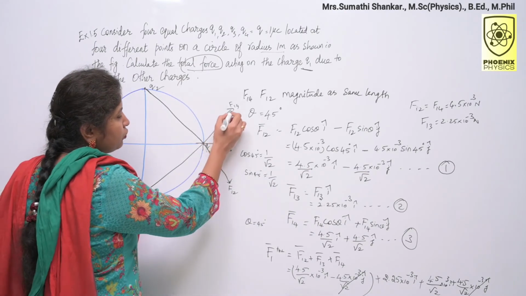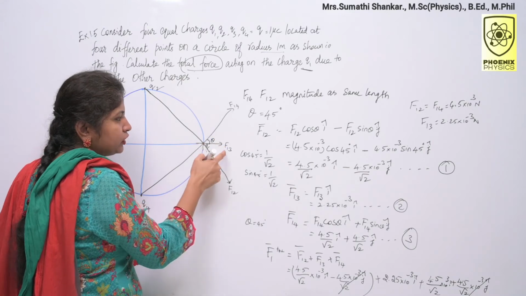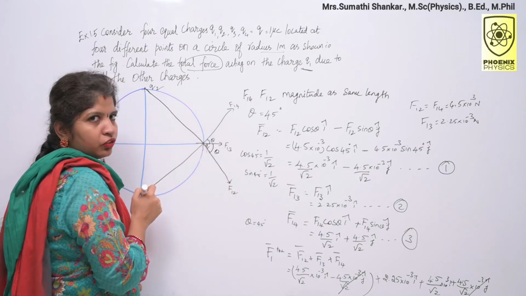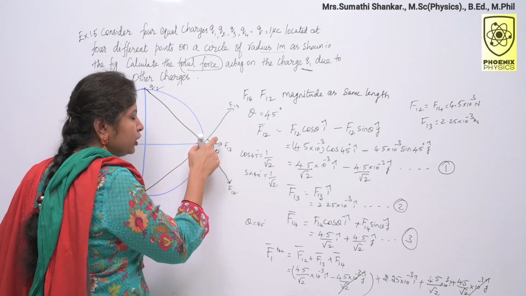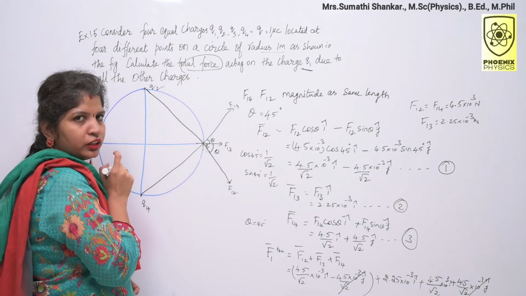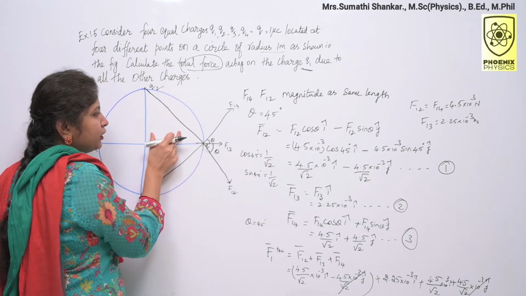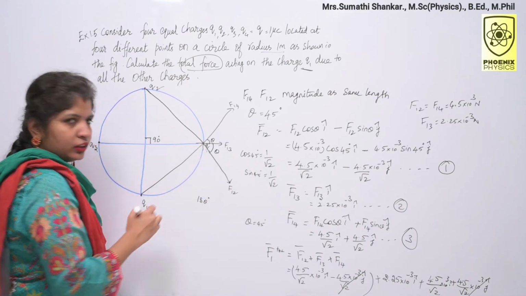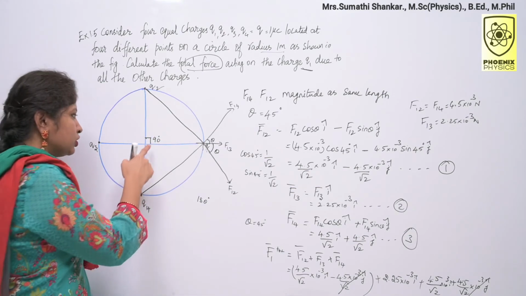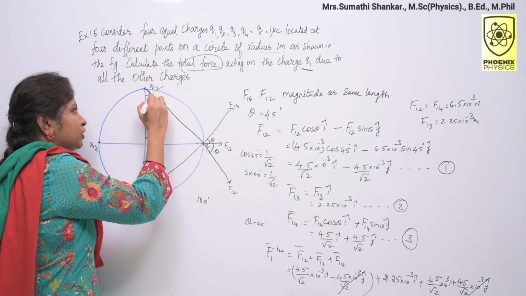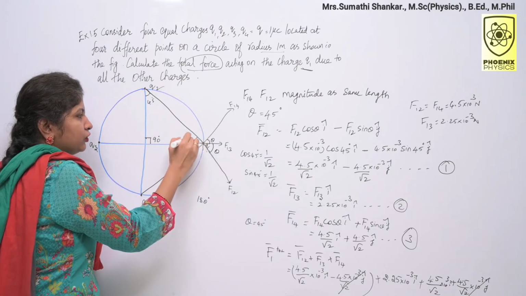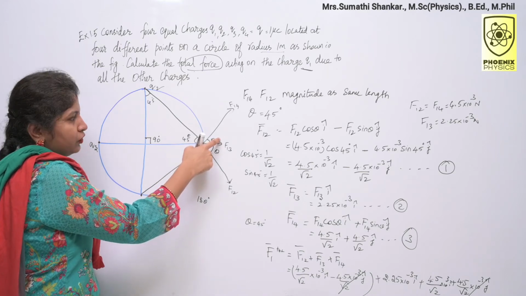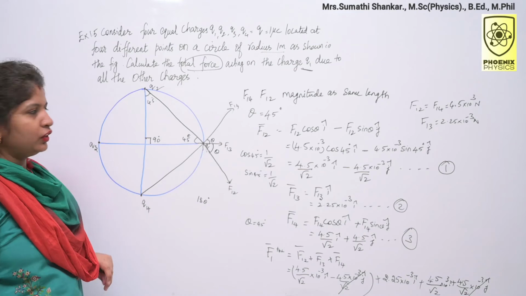Here this F14 makes an angle theta with F13. In the same way, this F12 makes an angle theta with F13. Now I want to find out the theta value. How do you find the theta value? Consider this a right angle triangle, 90 degrees. The total angle in a triangle is 180 degrees. This angle is 90 degrees, so the remaining angle is 45 degrees and this angle is 45 degrees. This angle being 45 degrees means this angle is also 45 degrees. So theta equals 45 degrees.